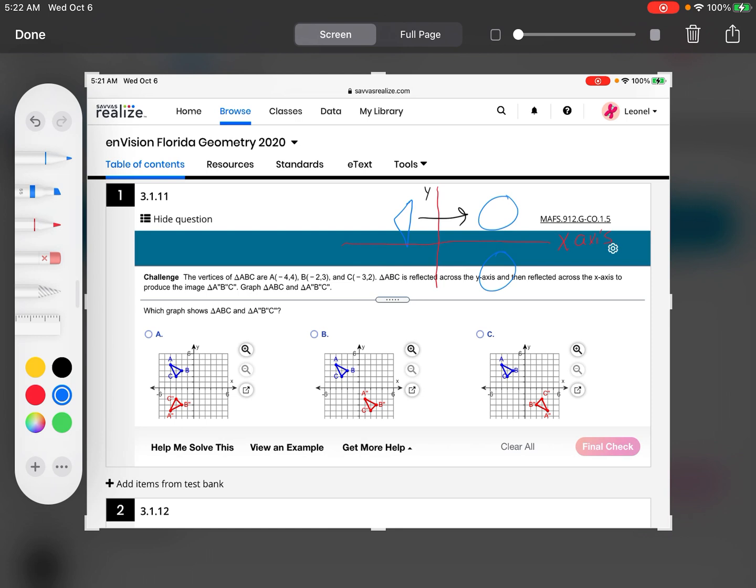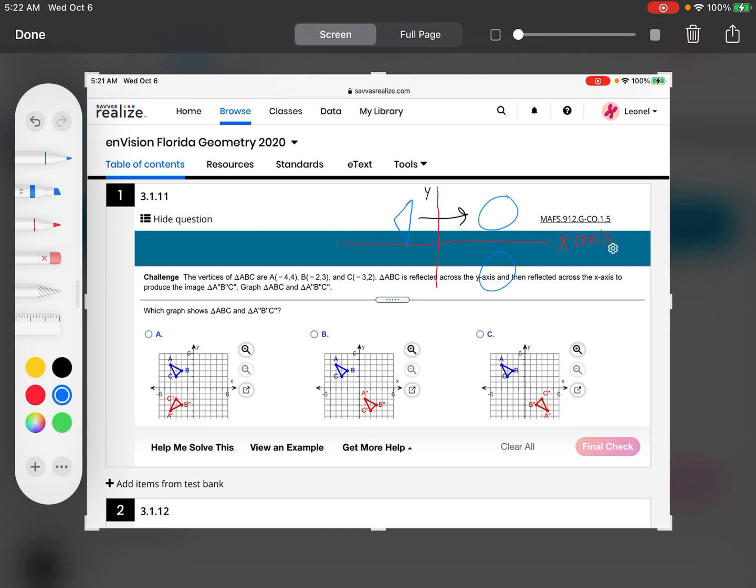So let me go ahead and reread that second sentence. Triangle ABC is reflected across the y-axis and then reflected across the x-axis to produce the image A''B''C'', but with double primes. And the reason for that is because we've applied 2 transformations to it. We've reflected it twice. Graph triangle ABC and triangle A'' B'' C''.